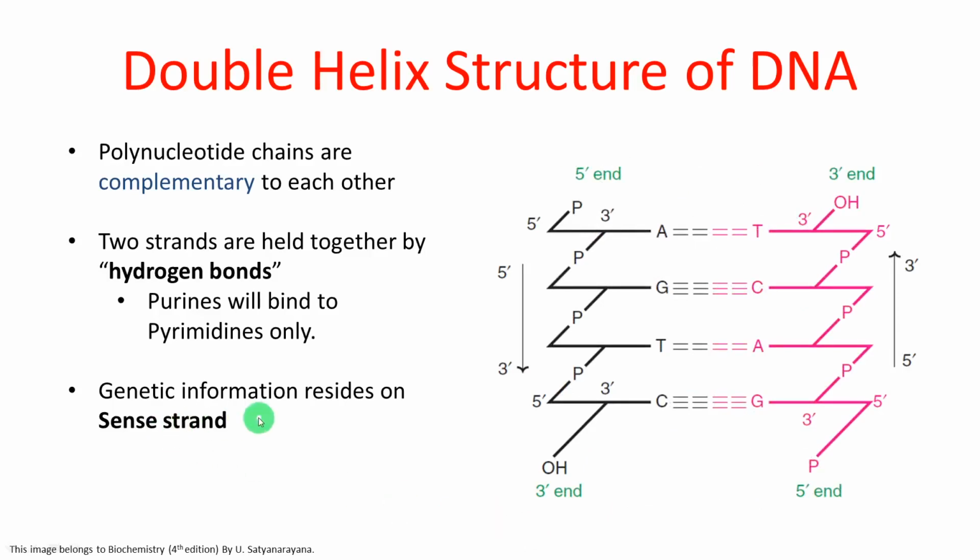Now, the genetic information resides on the sense strand. If we consider these two strands of DNA, one strand is going to be a sense strand and the other strand is going to be an antisense strand. The antisense strand helps in the formation of RNA, which will further lead to the synthesis of proteins. Whereas the sense strand is going to contain the genetic information which will get passed from one generation to another generation.